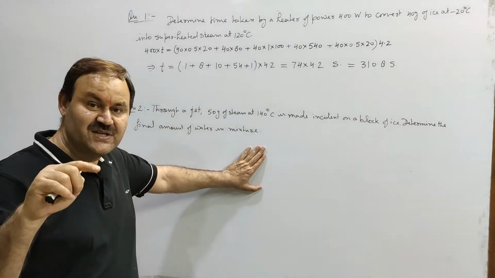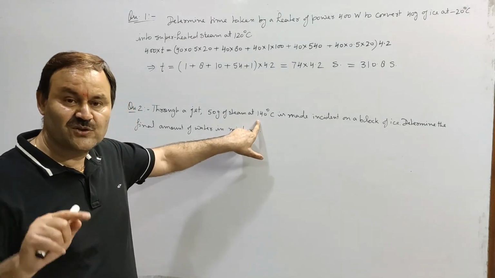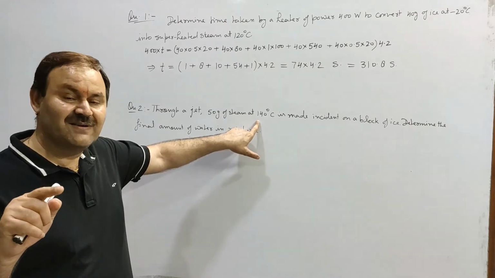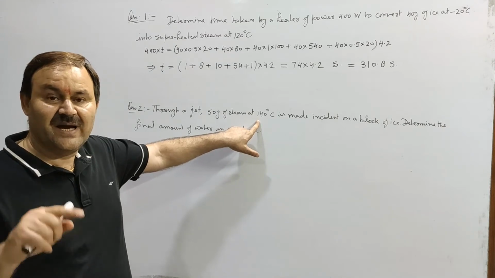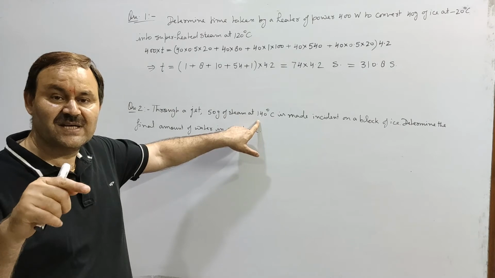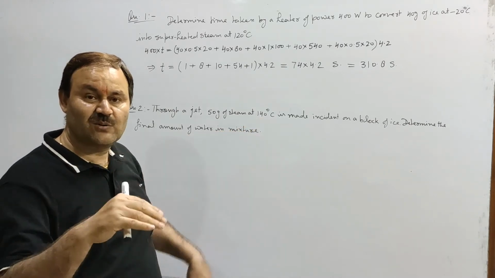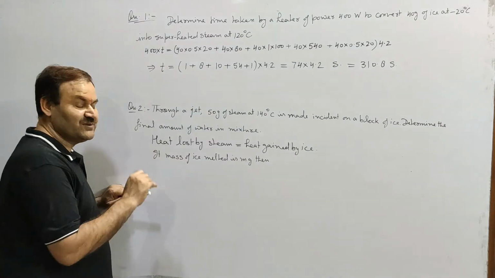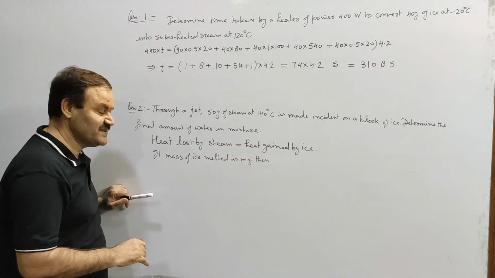First, steam will change its temperature from 140 degrees Celsius to 100 degrees Celsius. After that, it will condense, forming water at 100 degrees Celsius, and then that water at 100 degrees Celsius will give heat to the ice to change its temperature from 100 to 0 degrees Celsius. If we use the principle of calorimetry, then heat lost by steam must be equal to heat gained by ice.